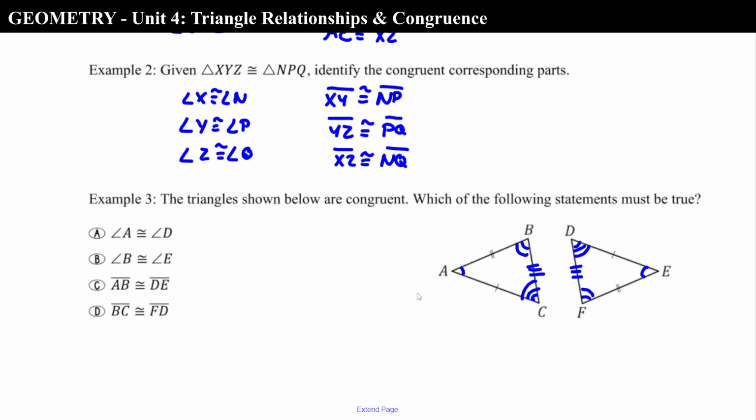Okay, so angle A and angle D, obviously not the same angle. Angle B and angle E, again not, because this one's got 2, this one's got 1. AB has 2 tick marks, DE has 1 tick mark, so that's not it, so it's got to be D. BC has our 3, FD also has our 3, so the answer here is going to be D.